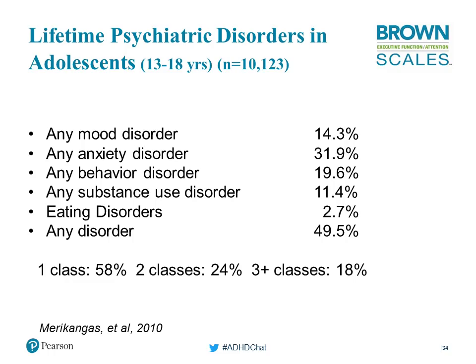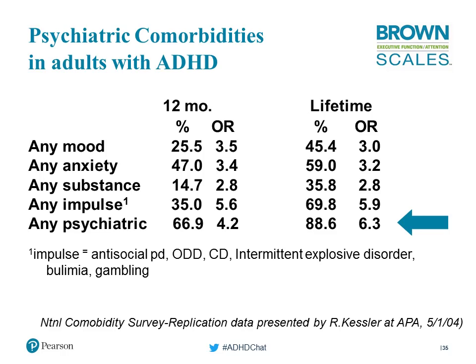But look at this. How many people had just one of these things? About 58%. But then you've got 24% who have at least 2, and 18% who had 3. So the point is, when you're looking at somebody with ADHD, you want to consider the possibility that there may be something else going on.